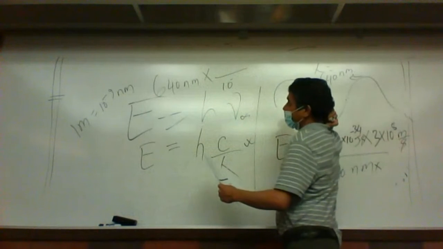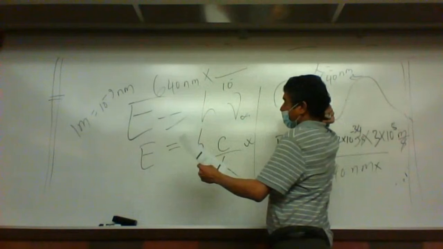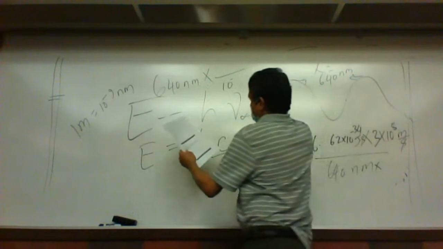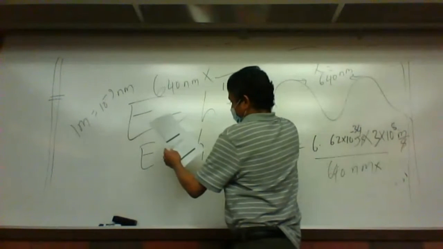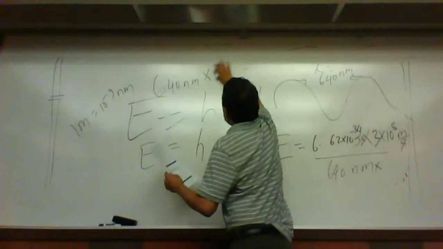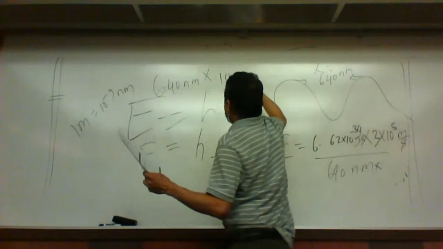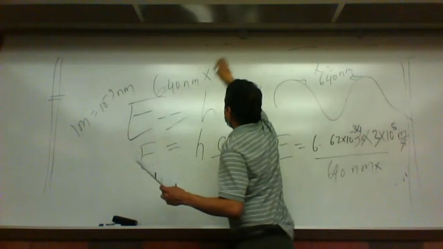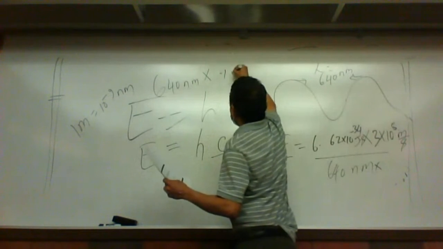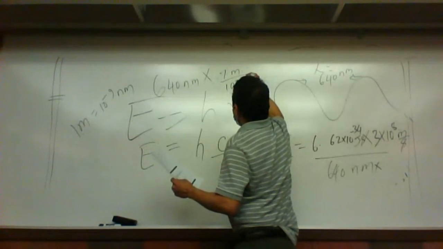Now how did I put that factor? Yes, 1 meter is equal to 10 to the power 9 nanometer, right? Actually, I need a meter. I need a meter. So 1 meter divided by 10 to the power 9 nanometer.